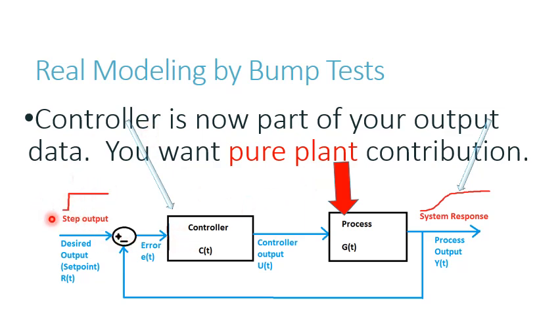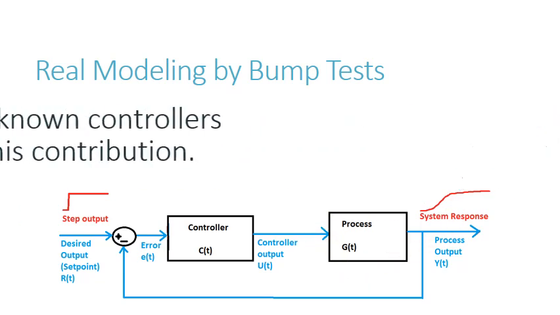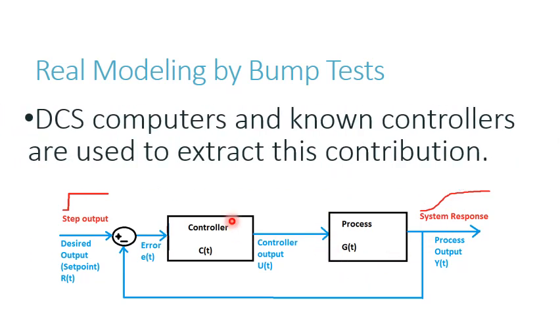But now a problem here is that you're putting the step here on the set point, on the reference, and then you're viewing the output here. But that means that you're not seeing just the response of the plant, you're seeing the response of the controller and the plant together. And what you want is the response of this guy. You want to extract it. Distributed control systems use known controllers here, so you know what the response of this is, and they use algorithms to isolate the response of the plant in this output data.